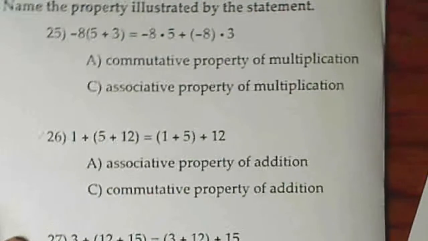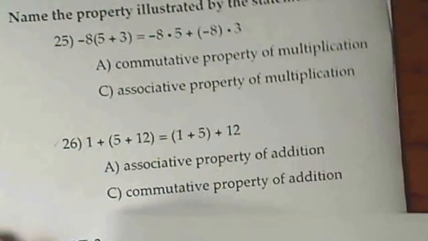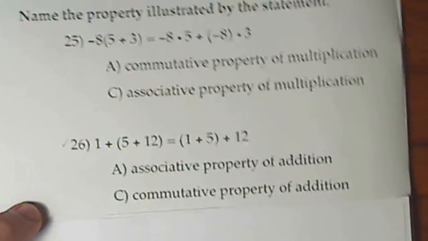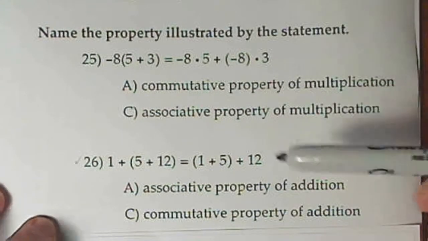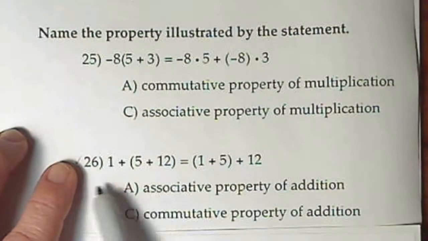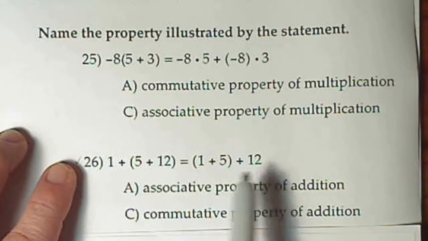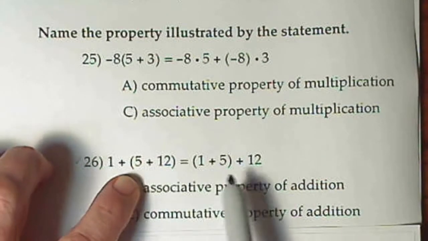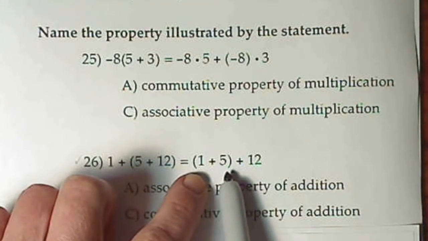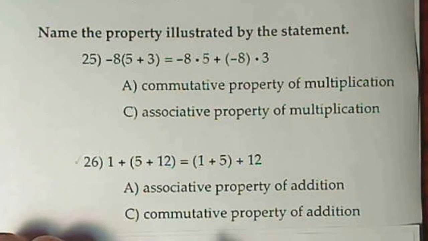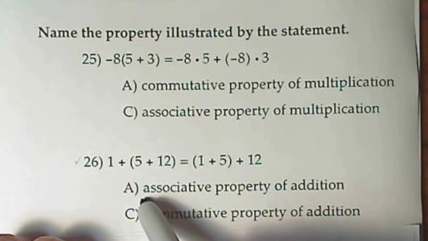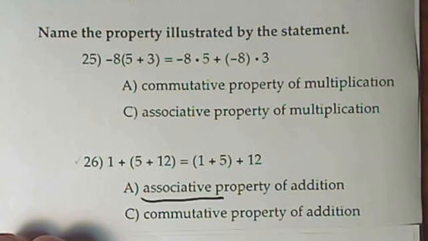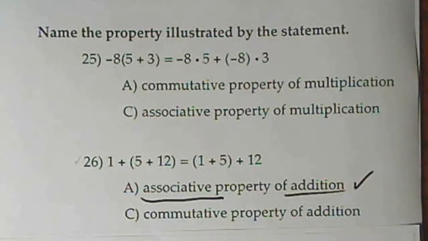Number 26, name the property illustrated. When you're asked to name the property, you look on each side of the equal sign and say, what's different? Here we have the 5 and the 12 grouped together. Over here you have the 1 and the 5 grouped together. So they're making different numbers associate. The operation is addition, so this is the associative property of addition.